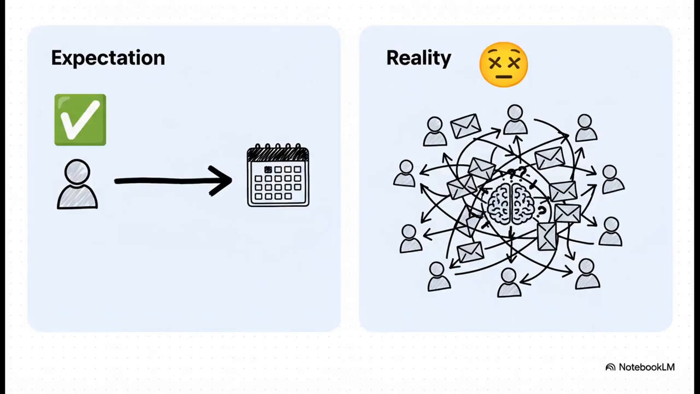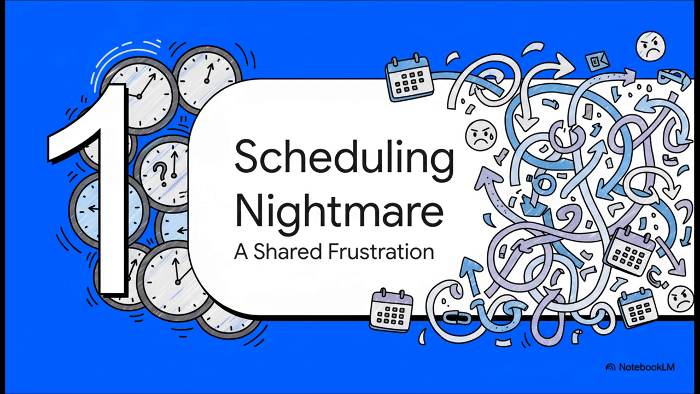And this slide, this is it. This says it all. The expectation is so simple. Just a quick calendar invite. Done. But the reality? Oh man, it's this chaotic mess of back and forth emails, frantically Googling time zone calculators, and trying to do mental gymnastics. You're exhausted before the meeting even begins. So let's dive into this. Part 1, the global scheduling nightmare.